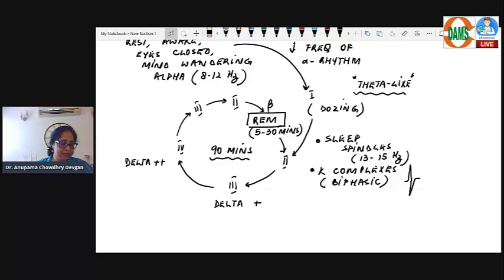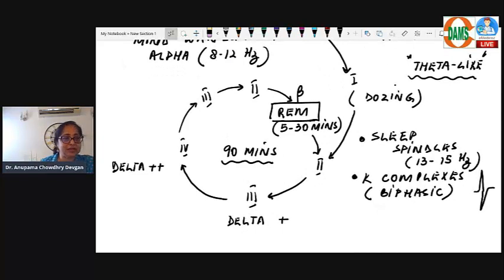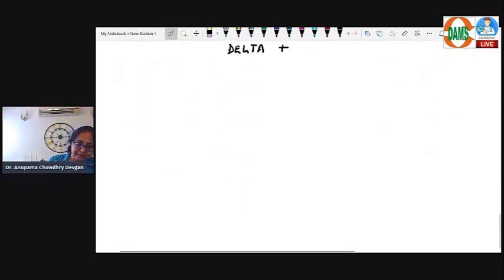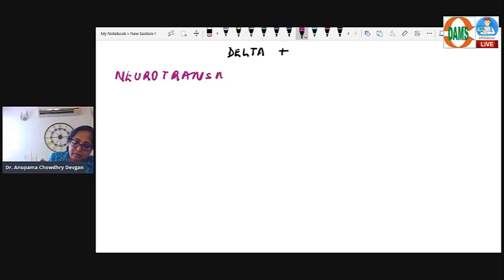Right? So this is as far as the EEG in sleep is concerned. Let's have a look at what are the neurotransmitters associated with sleep. Right? Neurotransmitters associated with sleep. Neurotransmitters in sleep.